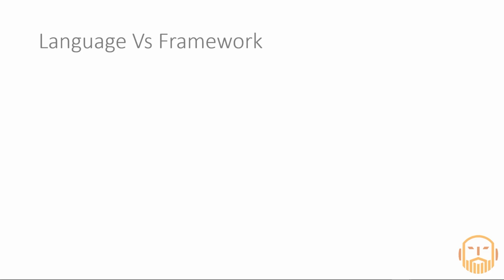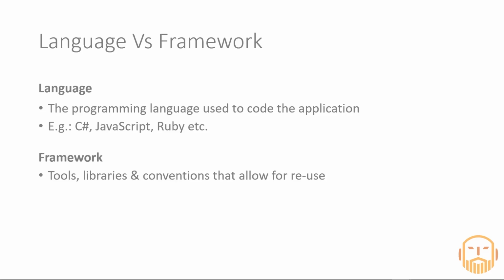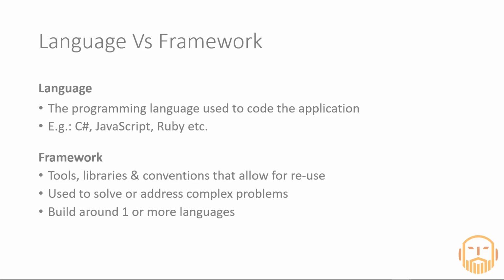So the first two bits of terminology I want to look at are language and framework. Language is pretty obvious for the most part. Language is just the programming language used to code the application. So in our case, we'll be using C#, JavaScript, and Ruby. Those are the languages that we are using. So what's a framework? Possibly a little less obvious than language. Often defined as tools, libraries, and conventions that allow for reuse, used to solve or address complex problems, and they're built around one or more languages.